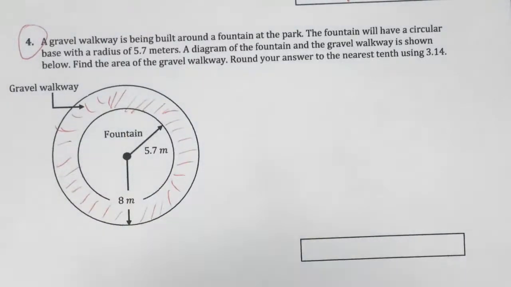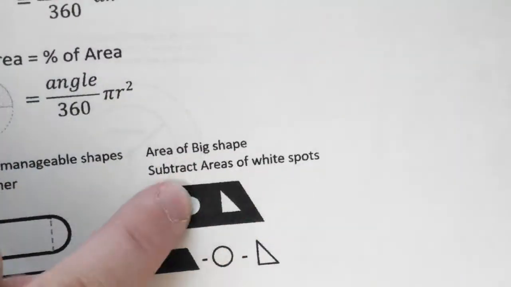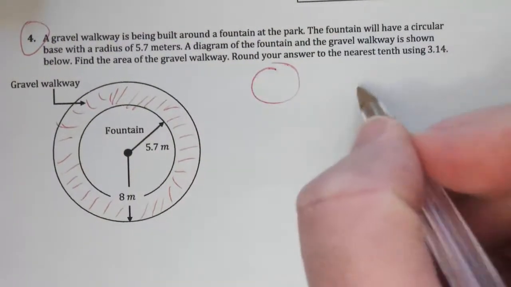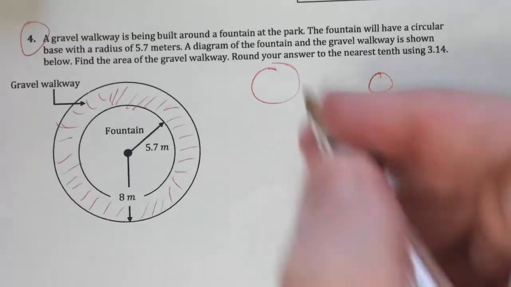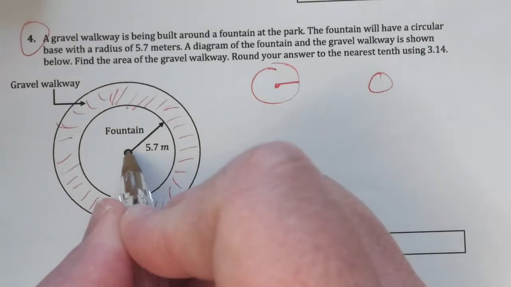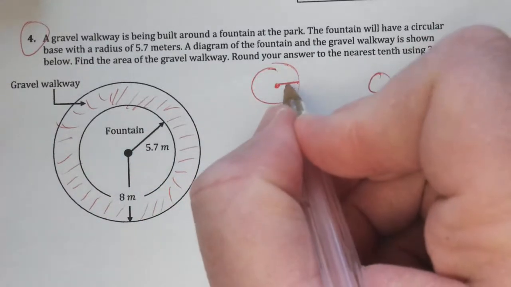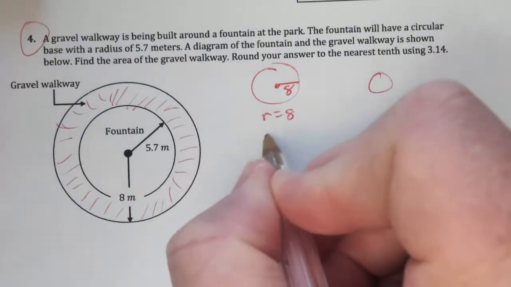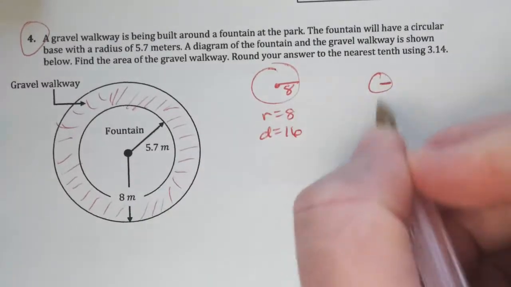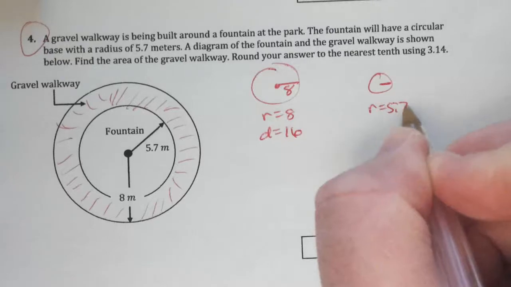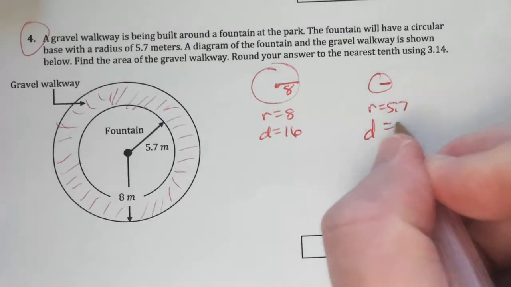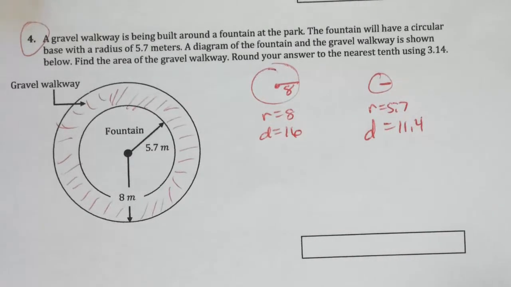Okay, if you're looking for your area, it would just be the big shape minus the little shape, right? So it's basically this big area minus the little area. So for the big one, from the center all the way to the edge would be 8. So your radius is 8, and our diameter would have been 16. And on the little one, our radius is 5.7, and our diameter, multiplied by 2, would have been 11.4. All right, just covering our bases.